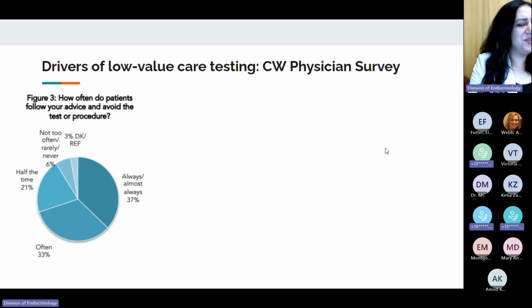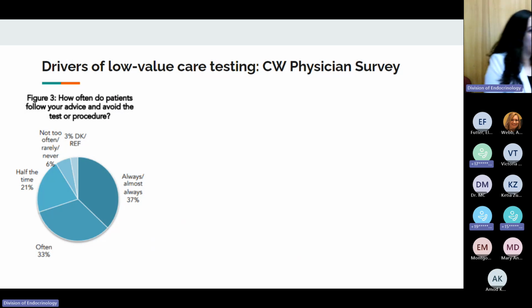And they said, how often do patients follow your advice and avoid a test or procedure that you feel is unnecessary? And I like this one because about a third of the time, a little more than a third of the time, physicians said almost always or always. And a third of the time, they said often. So this goes back to the power we have as the provider to educate our patients and guide them along their way, keeping their preferences in mind. But what we say matters. Being up to date, understanding the patient's preferences, working together as a team is going to be really important and actually can help us reduce unnecessary testing in a lot of cases.